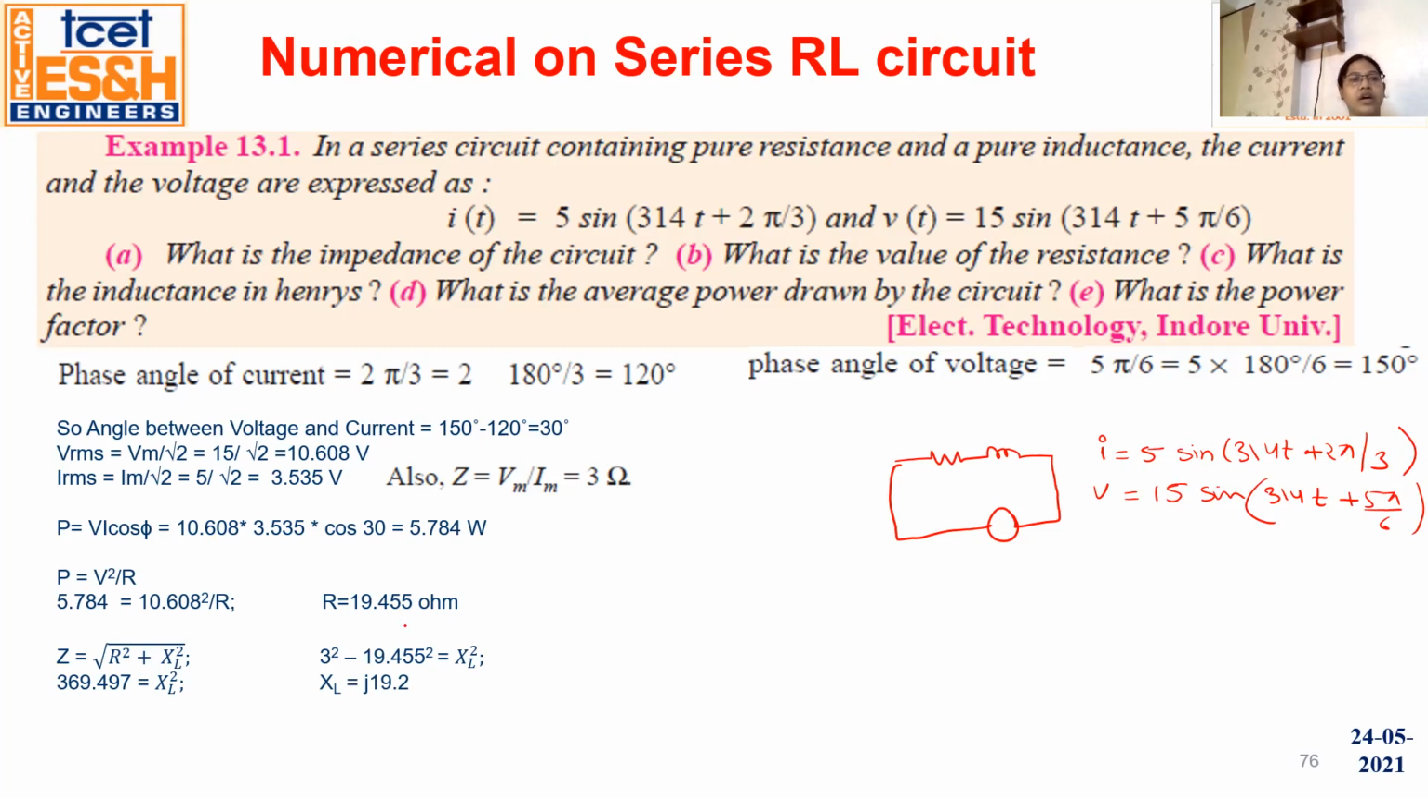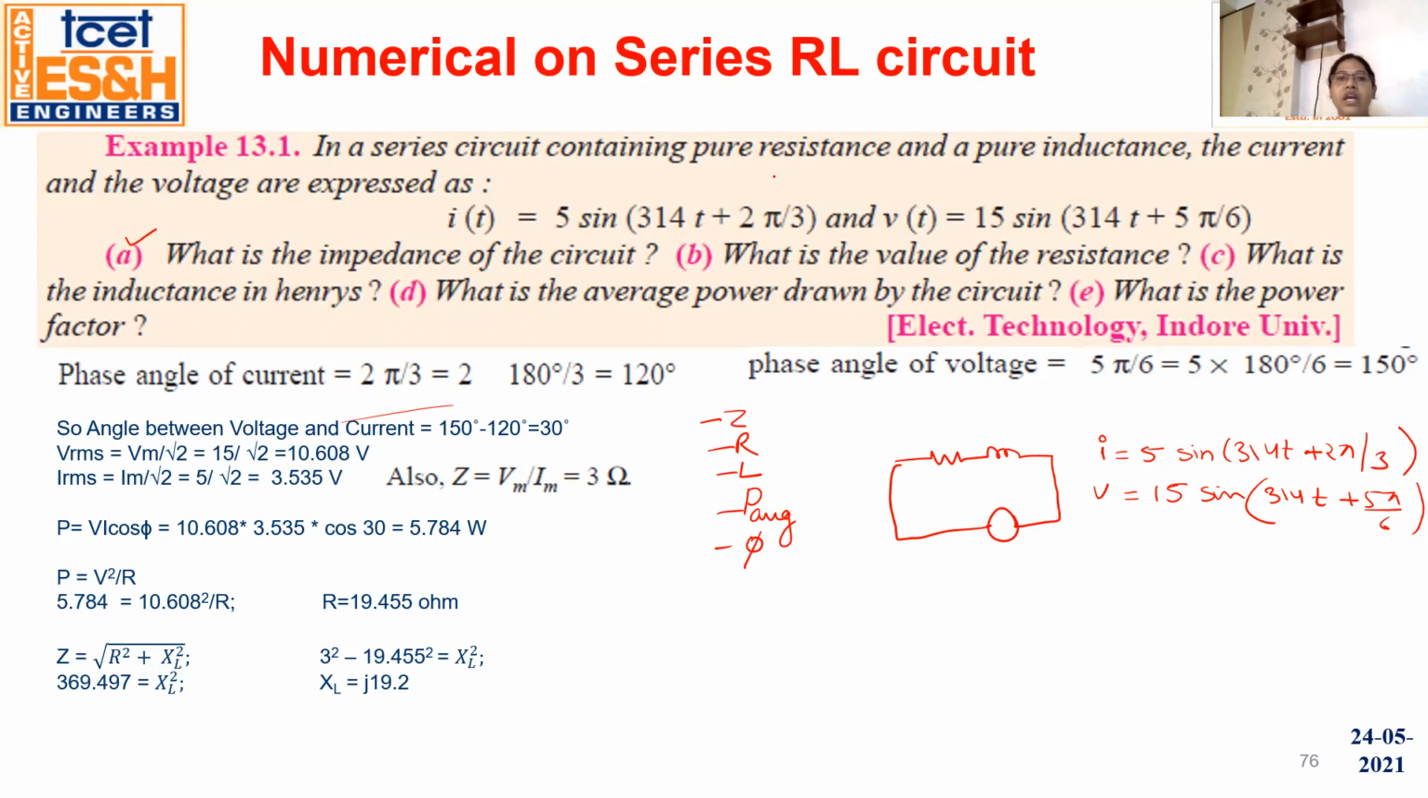Now they ask what is the impedance of the circuit and what is the value of resistance. So number 1, you have to find the impedance. Number 2, you have to find the value of resistance. Number 3, they want the inductance in Henry, so we have to find L. And what is the average power drawn by the circuit? So the average power P, and number 5, the power factor. These are the 5 quantities we have to find.